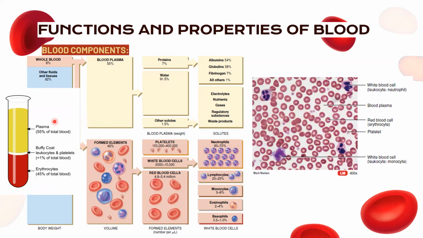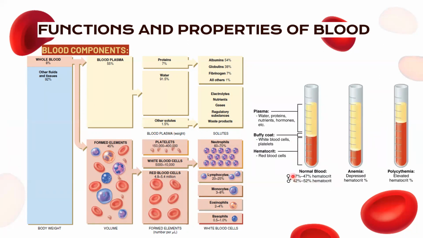Here you could see a sample wherein blood has been centrifuged. You could see the plasma, buffy coat, and erythrocytes. 55% of the total blood would be plasma. Buffy coat is less than 1%, where you could find your leukocytes and platelets. And the hematocrit or erythrocytes, 45% of the total blood.